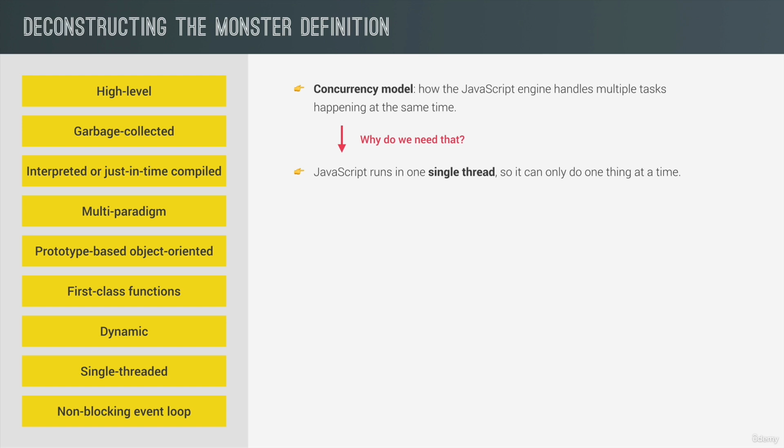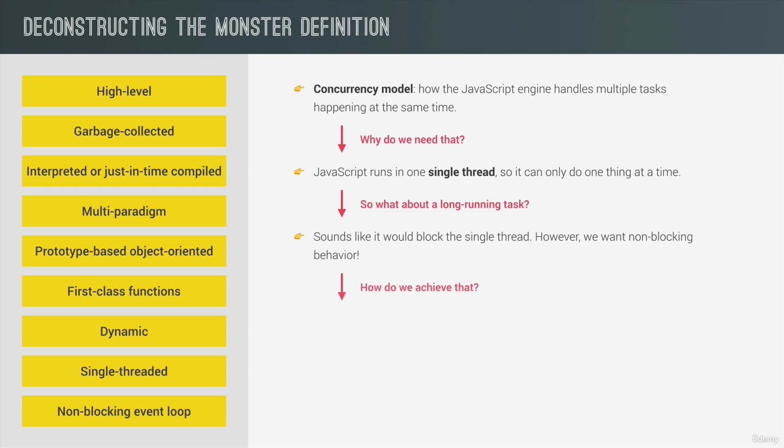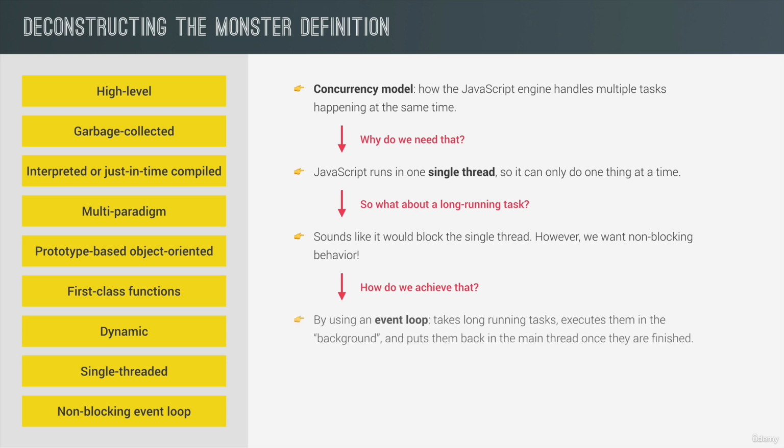All right, but what if there is a long-running task, like fetching data from a remote server? Well, it sounds like that would block the single thread where the code is running, right? But of course, we don't want that. What we want is so-called non-blocking behavior. And how do we achieve that? Well, by using a so-called event loop.